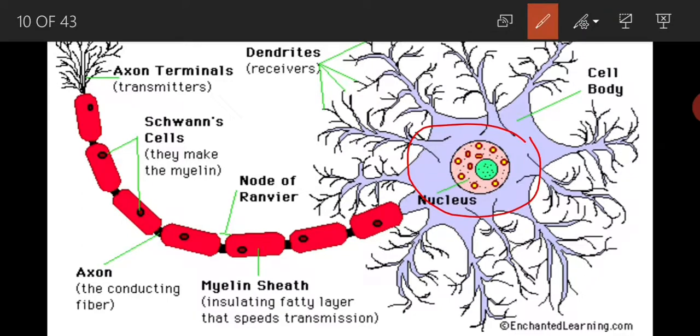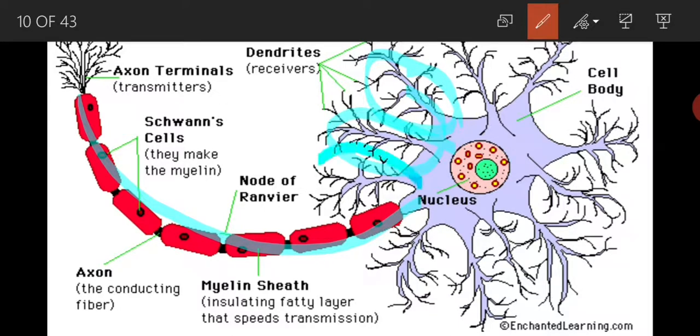We also have the two projections in a neuron, namely the axon and the dendrites. Axons are the long slender projection of a neuron that conducts electrical impulse away from the soma. So this part is your axon. Dendrites, on the other hand, are the branch-like projections that receive signal from the neuron and send it towards the soma. These are the dendrites.